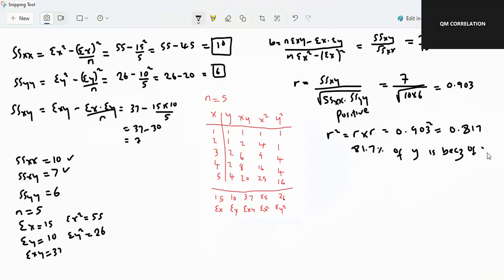So the contribution to Y is that 81% is coming from X. If this was advertising, 81% of the advertising influenced that.